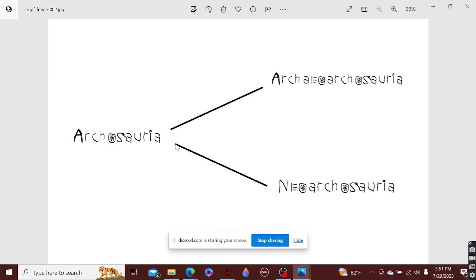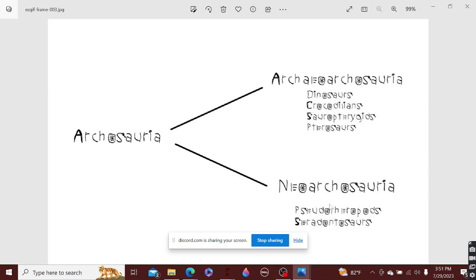So the Archosauria group, split in the Neocene, is split into two groups. The Archaeoarchosauria, which includes dinosaurs, including modern-day birds, the Sauropterygians, which includes modern-day turtles, plesiosaurs and pliosaurs, the pterosaurs and the crocodilians. Then we get to the Neoarchosauria, which includes the pseudotheropods and the ceratodontosaurs.